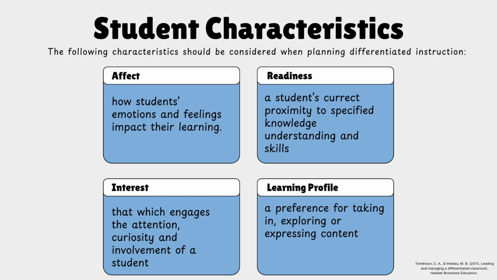Also, when we are differentiating for students, the following characteristics should be considered when planning differentiated instruction. How students' emotions and feelings impact their learning can be considered the effect. A student's current proximity to specified knowledge, understanding, and skills would be the readiness.